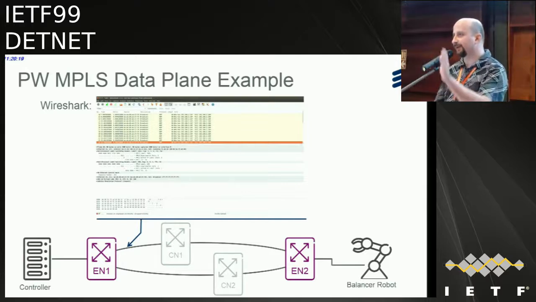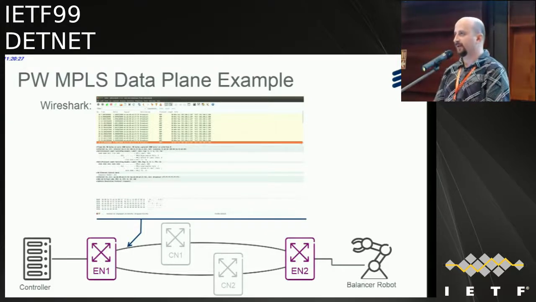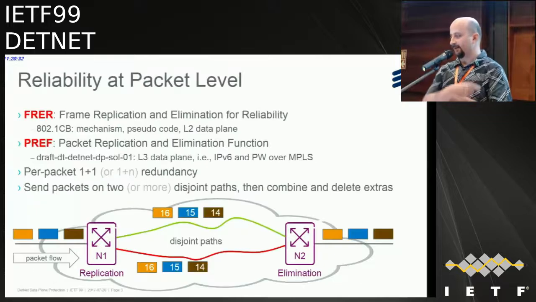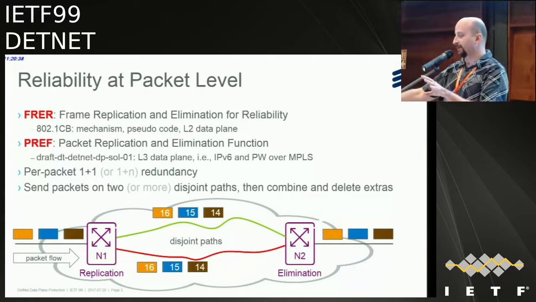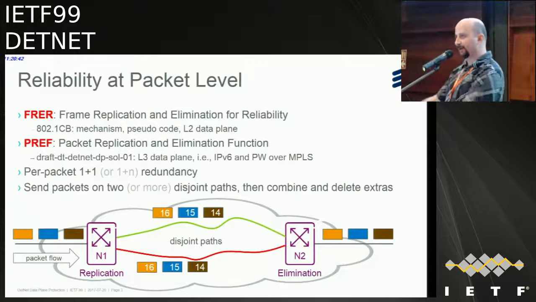Yes, that's a single point of failure. In real life, you need to do some dual homing or something, or you can move the replication point to the application. That's another way to solve it. This is why, in this illustration, it is a bit vague where the replication and elimination points are, because they can be anywhere. They can be in the application, an edge node, or core nodes. You can have fancy topologies like ladder, and there are many options for that.